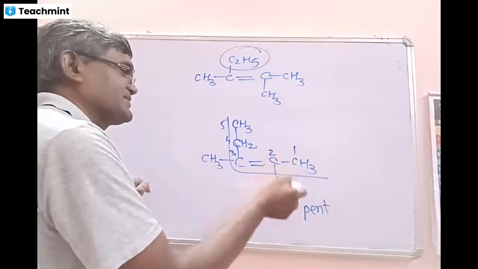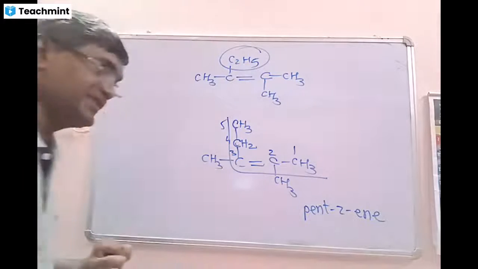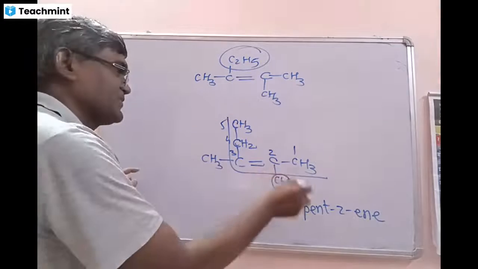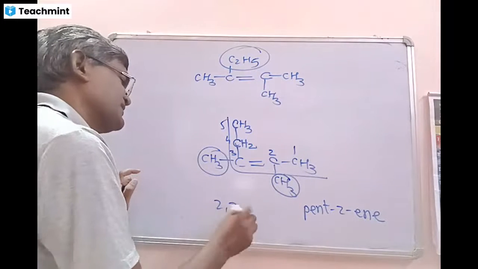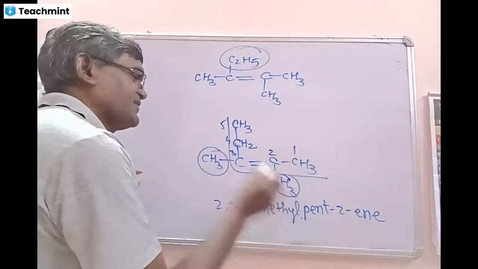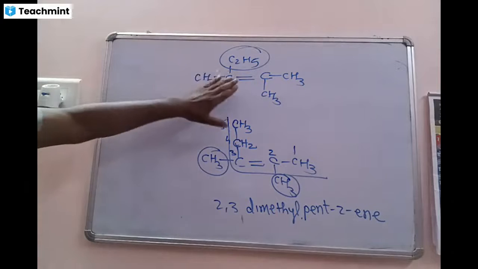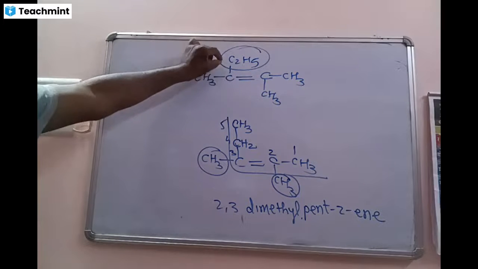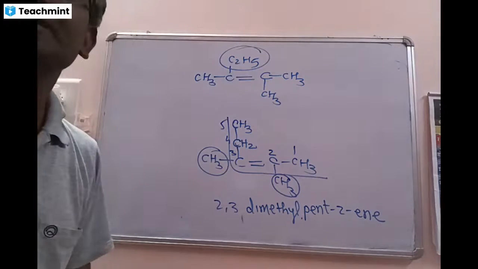Now you go for this: pent-2-ene. Then carbon number 2 carries this group, carbon number 3 carries that one. So 2,3-dimethylpent-2-ene. That should be the name for this compound. Such type of compound is there, and then you have to expand such alkyl group. इसको बड़ा कर लेना चाहिए, otherwise आप जो चेन सिलेक्ट करते हैं वो गलत हो जाएगा.